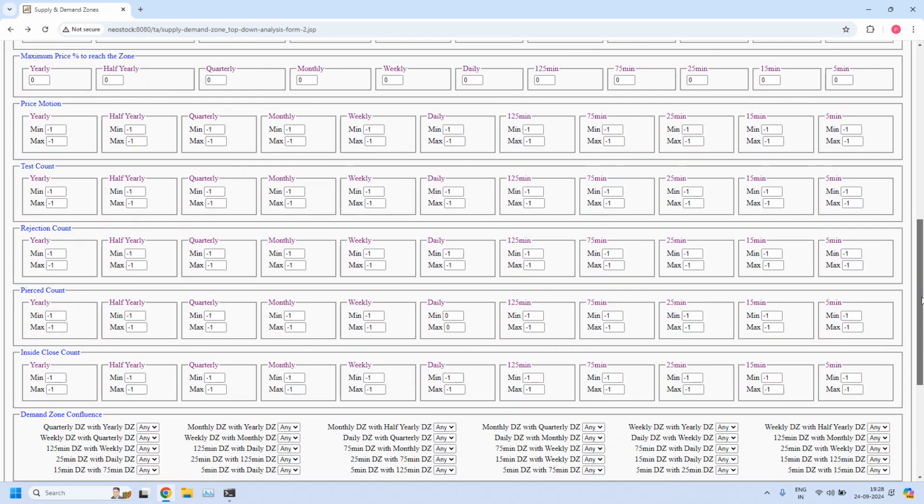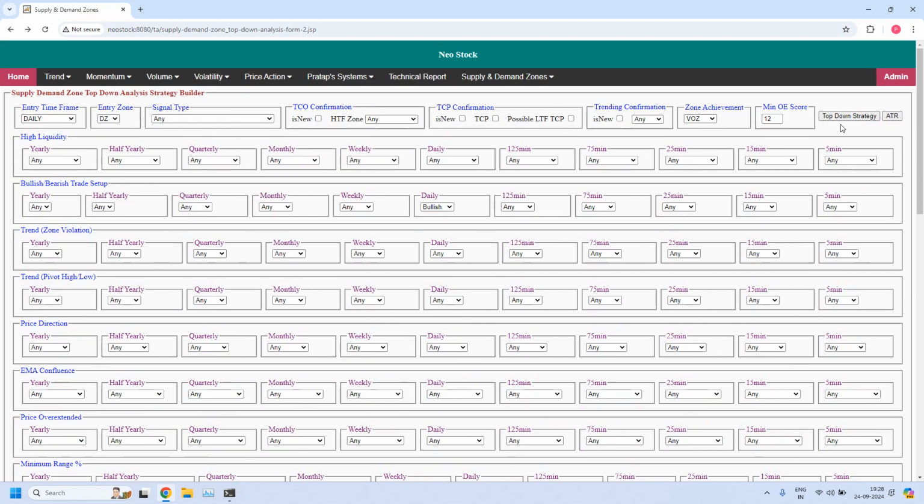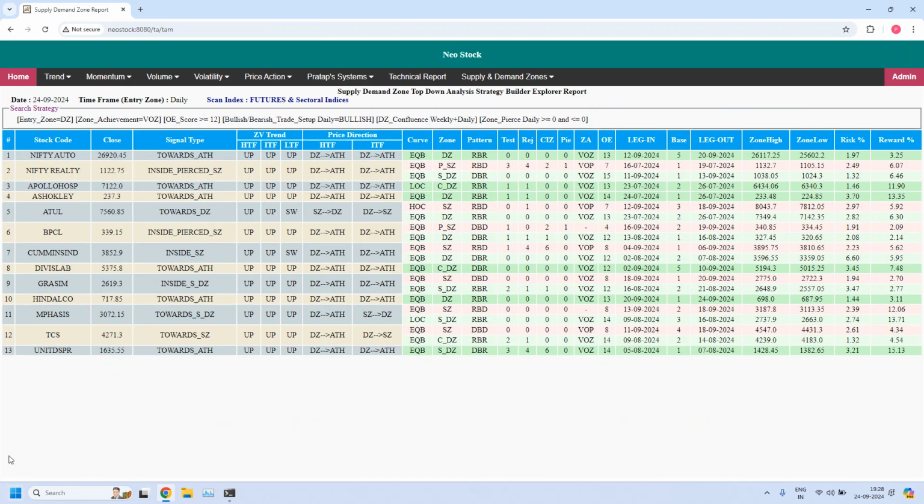So in the demand zone confluence, I am enabling the filter daily demand zone with the weekly demand zone confluence. Now let's verify how many will filter. 13 out of 21, 13 stocks are filtered. That means these 13 stocks are the daily demand zones that are a part of the weekly demand zone.